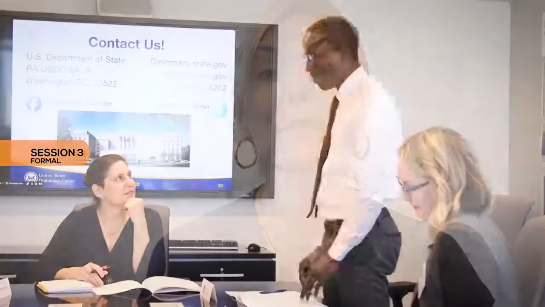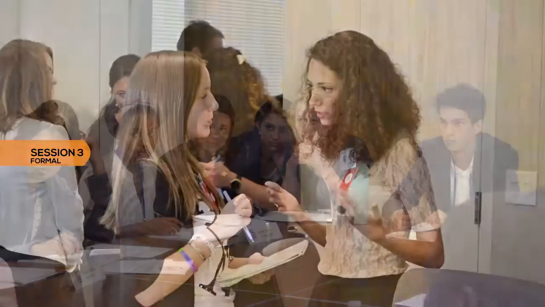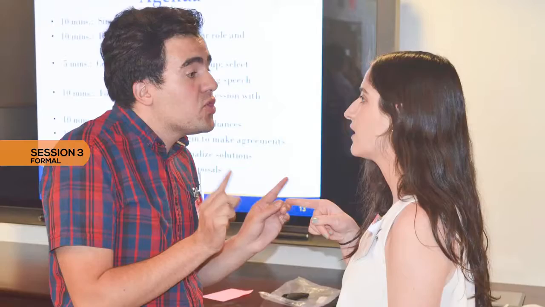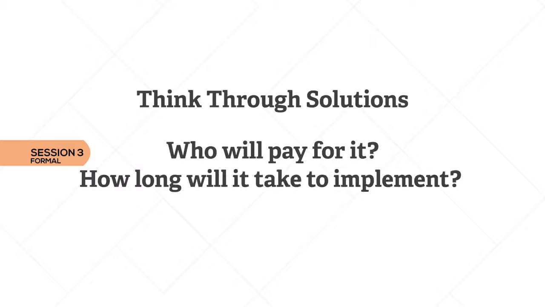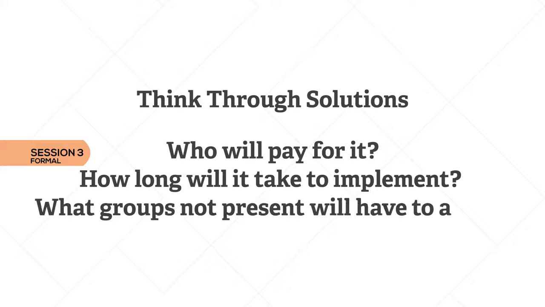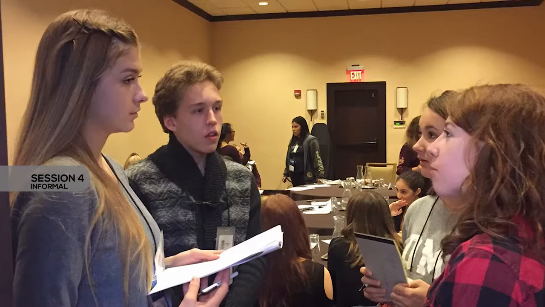In Session 3, invite students back to the table for another 15-minute round of formal discussions. If the students present you with a universally agreed upon solution, challenge them to elaborate on how specifically that solution could be practically implemented. For example, ask who will pay for it? How long will it take to implement? What groups or nations that are not in today's negotiations will have to agree, and how are the delegates going to persuade them?